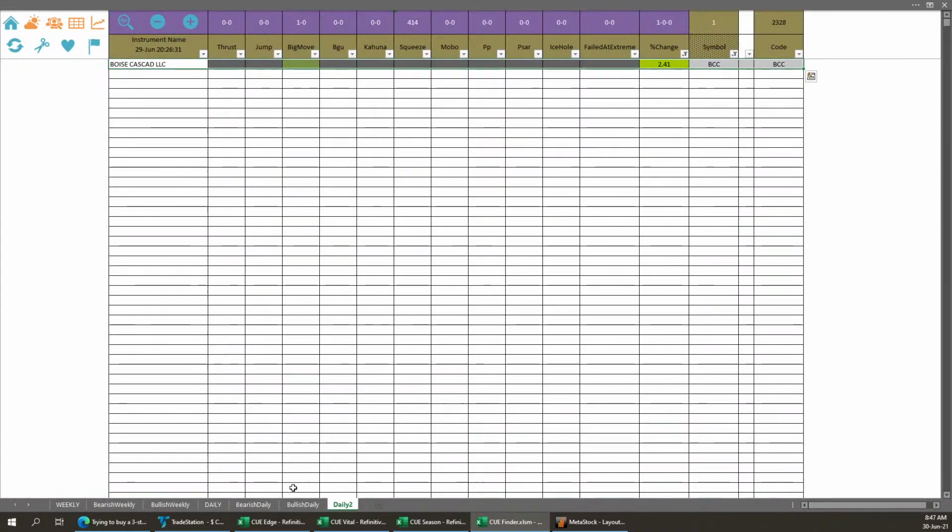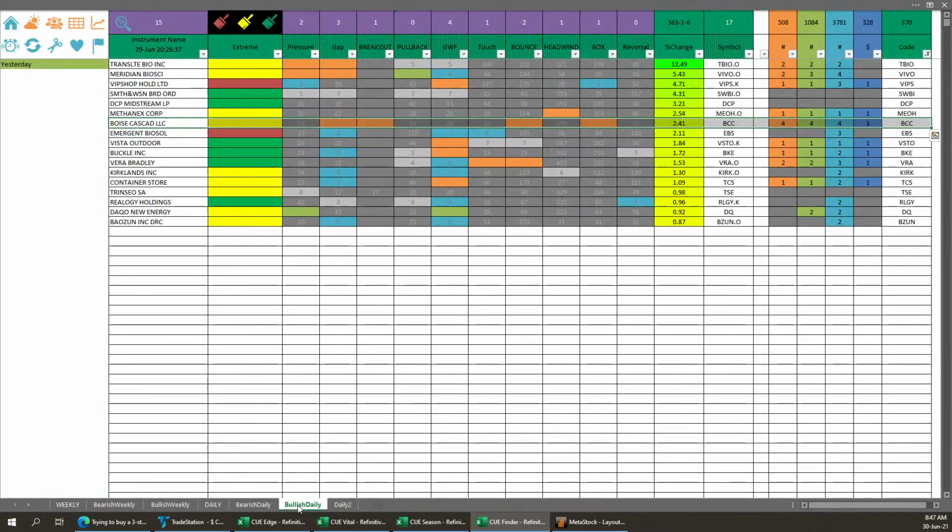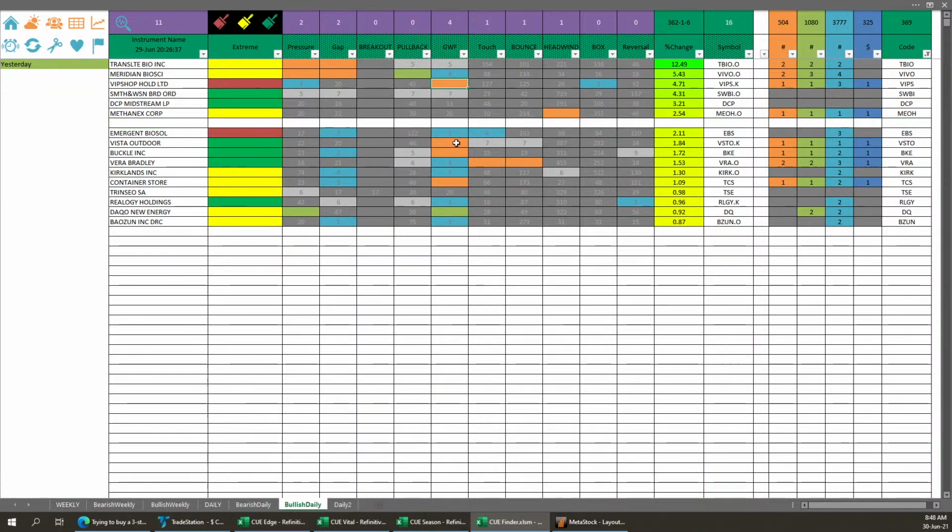Let's look at some other stocks. Boys, that we looked at, that had a breakout candidate. Let me remove that. There are multiple go with flow or trend following long setups. 4 of them. One is VIP Shop, VIPS. One is Vista Outdoor. One is Buckle and one is Container Store.